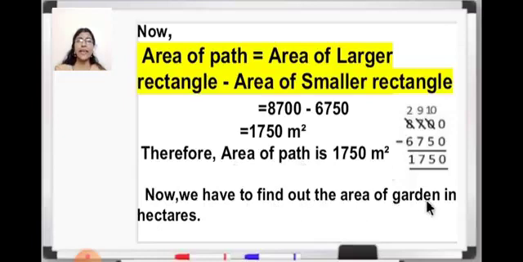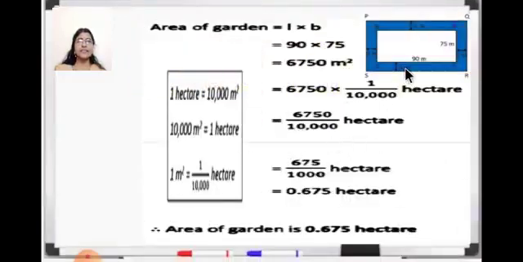Now we have to find out the area of the garden in hectares. The smaller rectangle is the garden. So the area of the garden will be L into B. You can see the length is 90 meter and breadth of the garden is 75 meter. When you multiply, you will get 6,750 meters square. Now as we have to convert this area into hectare, and here it is in meter square, you know 1 hectare is equal to 10,000 meters square.